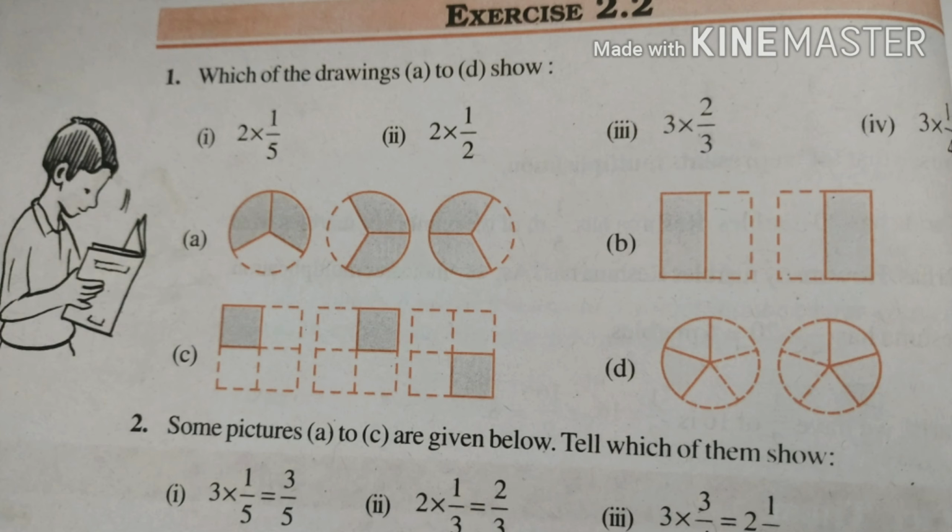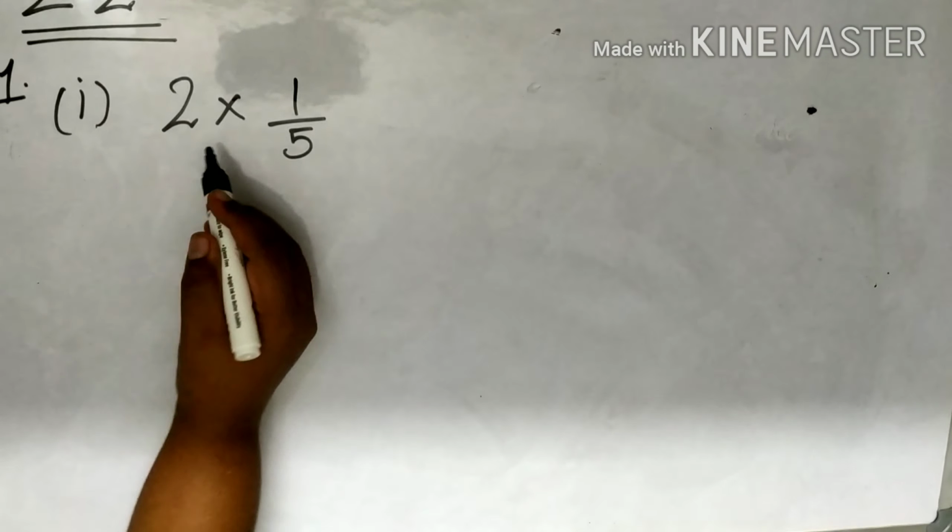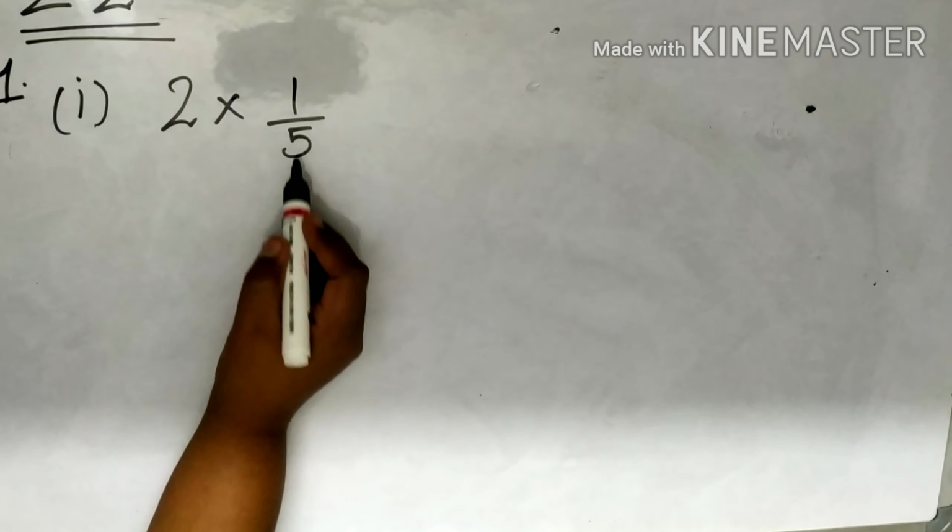Now let us start solving the exercise problems. Move to exercise 2.2. Let's solve the first question. Using the same method, you can solve the first and the second question. The first question is a figure problem. Let's continue. It says 2 into 1 by 5.